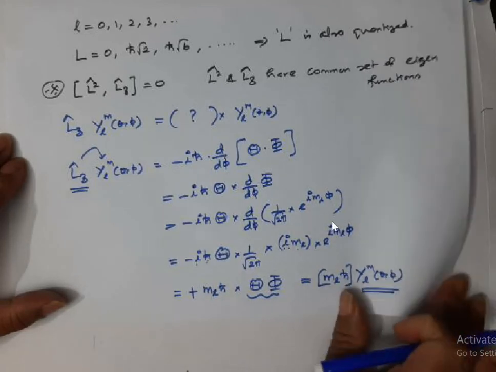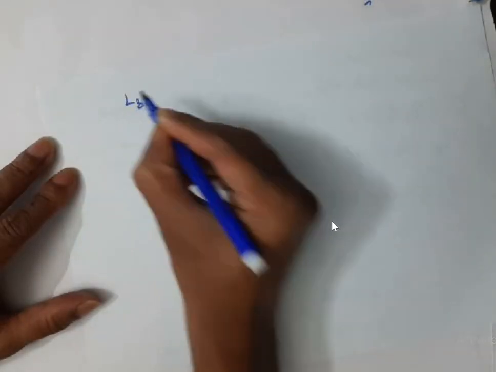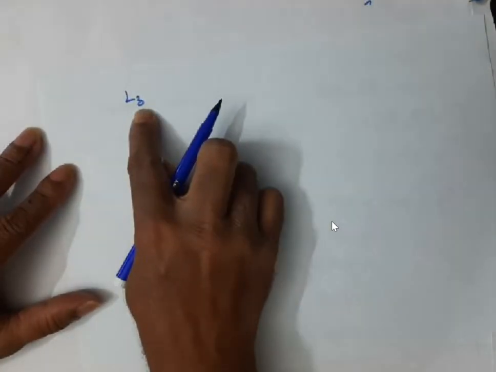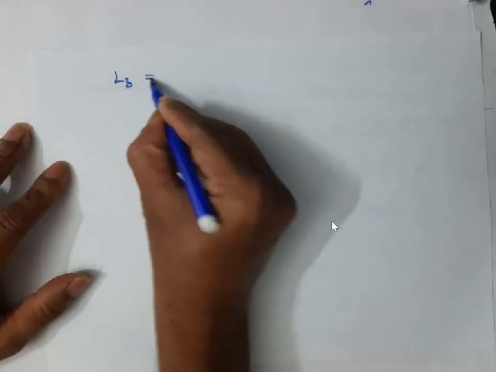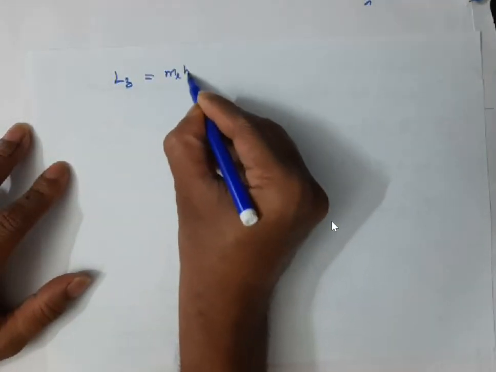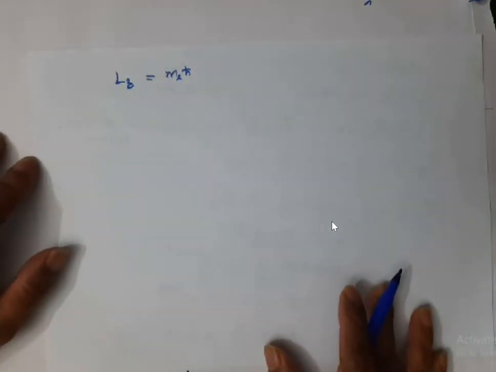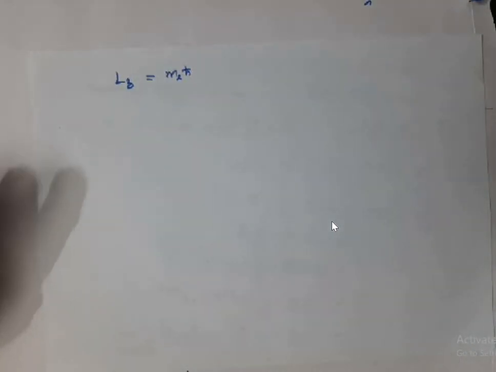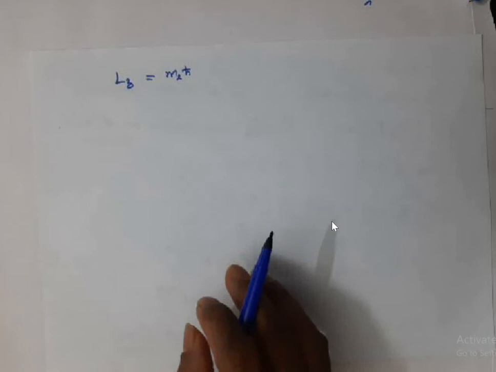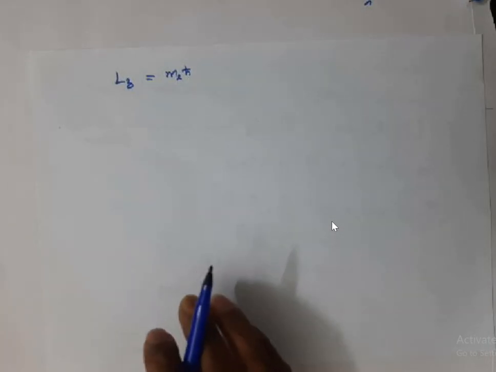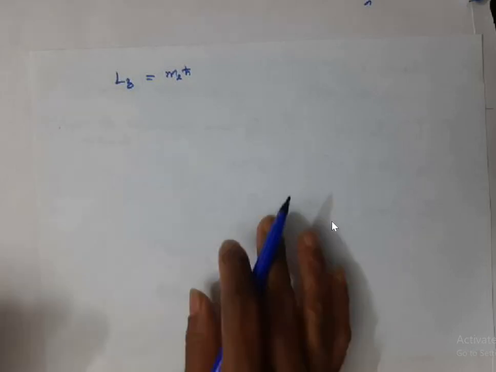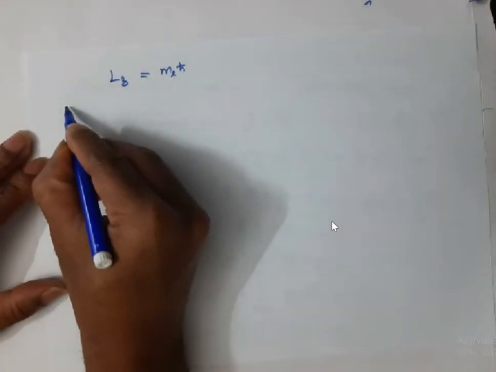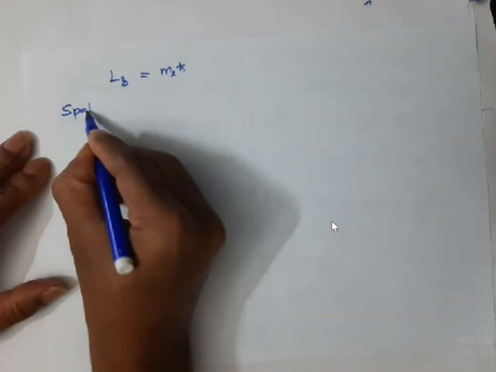I am giving the magnitude: the magnitude of the z component of angular momentum is ml into h bar. So now you know the expression for total angular momentum and the expression for the z component of angular momentum. Now based on this I will explain what is meant by spatial quantization.